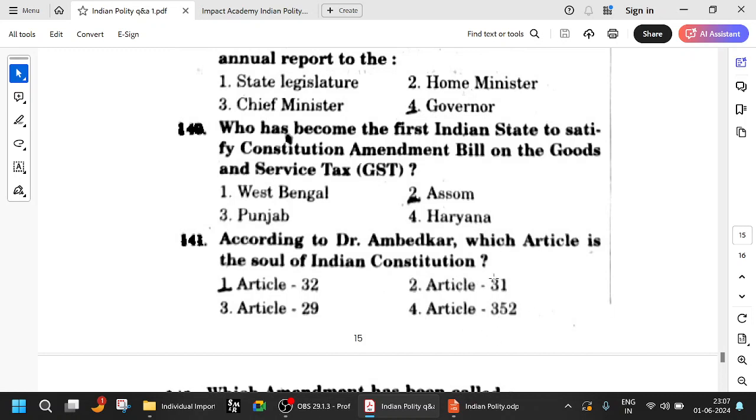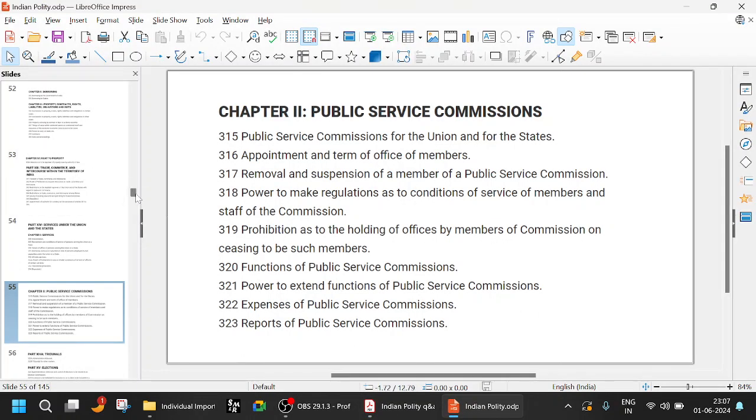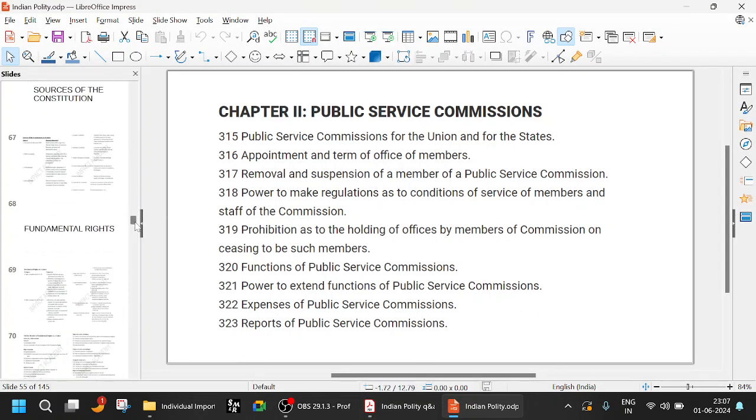So Article 31 is repealed. 352 is national emergency, and 356 is President's rule. 29 means we are talking about religion, fundamental rights. 27, cultural and educational rights. Okay, so let's look at fundamental rights.